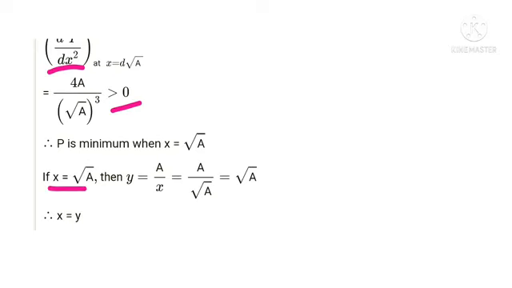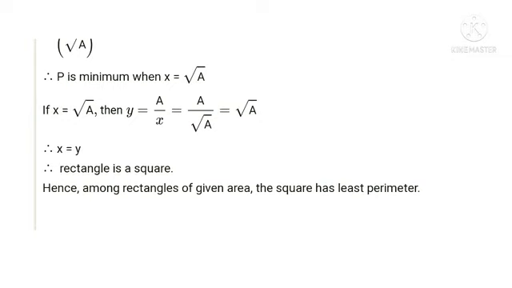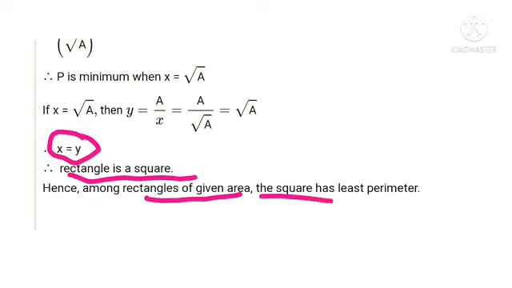If x is equal to root a, then y is equal to a upon x. You put the value of x as root a, a upon root a you write as root a. So you get x is equal to y. Therefore, the rectangle is square. Why? Because x is here the length and y is here the breadth. Here length and breadth are the same. Therefore, this rectangle becomes a square because in the square all sides are equal. Hence, among the rectangles of the given area, the square has least perimeter.